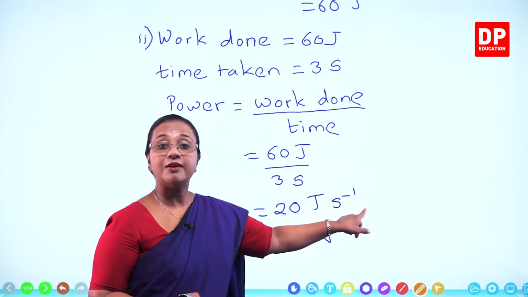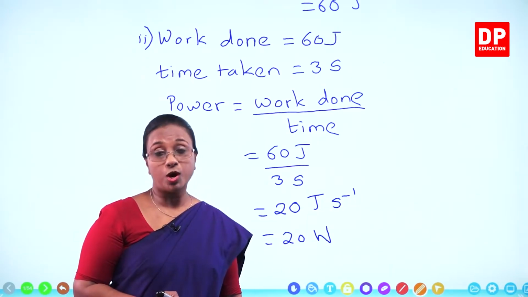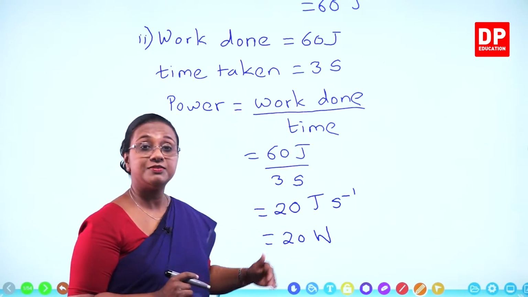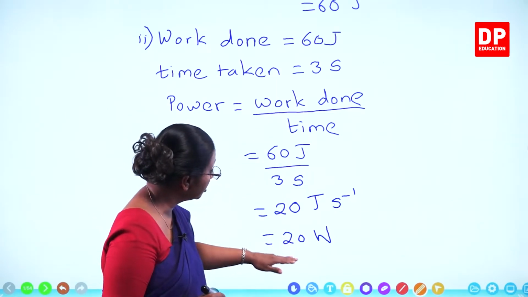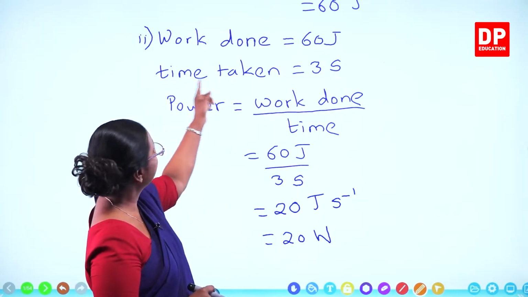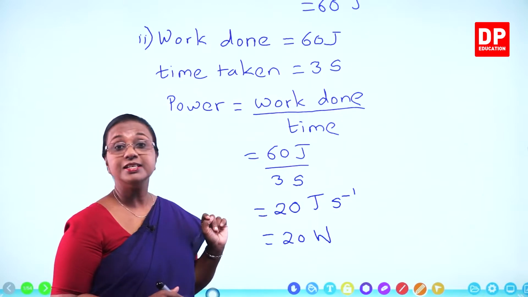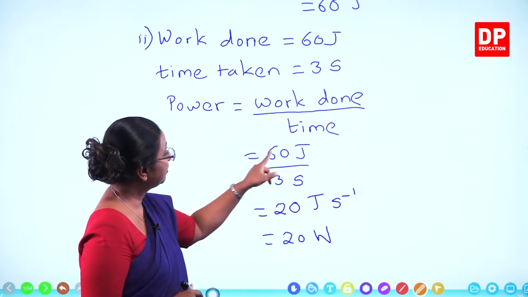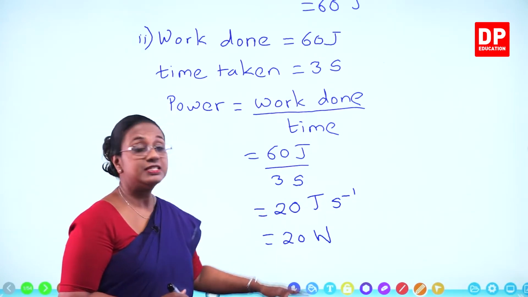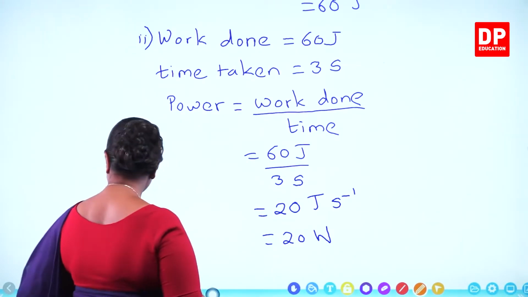So here again, you all have to remember, students, joule per second, joule second minus 1, is equal to watts. That is the standard unit for power. So power of the child when she lifts the bag to a certain height is going to be 20 watts. I'm sure you all can understand that clearly. So here again, work done 60 joules, time taken 3 seconds, and power is equal to work done divided by time. So here, if you divide 60 joules by 3 seconds, you get the answer as 20 joules per second. That is equal to 20 watts. So with that, students, we'll move on to the next one.